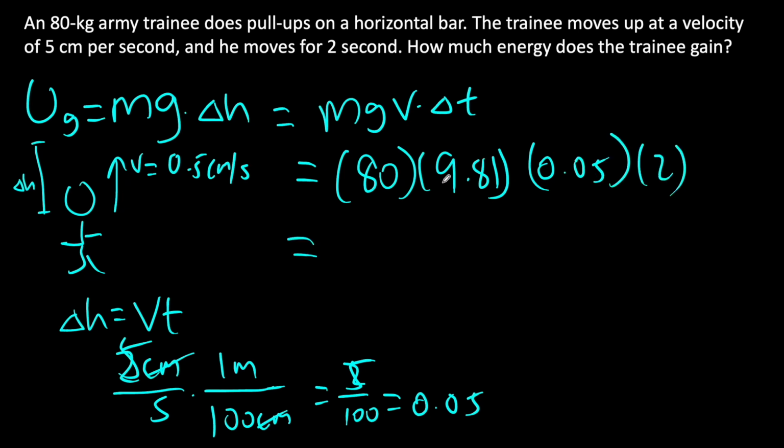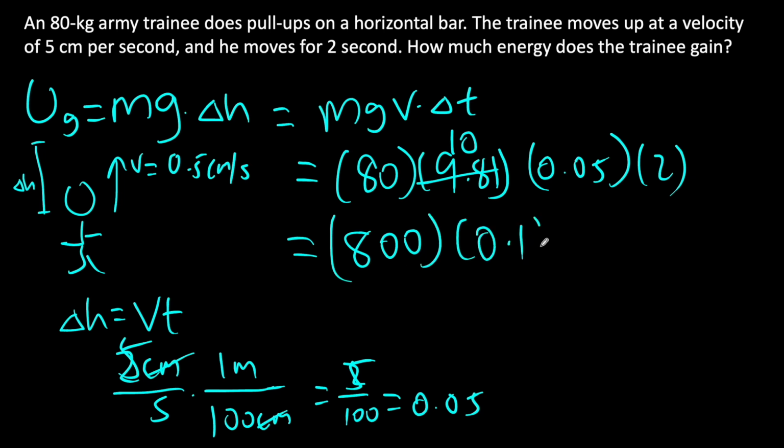So let's just approximate the number. Let's take the volume of 10 here. So 800 times 0.1 is equal to 18 joule. So this is the answer for this problem.